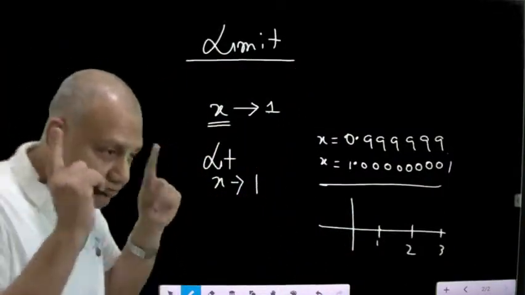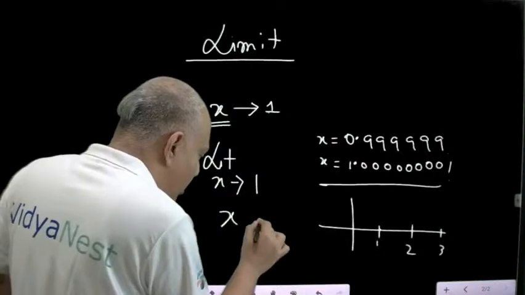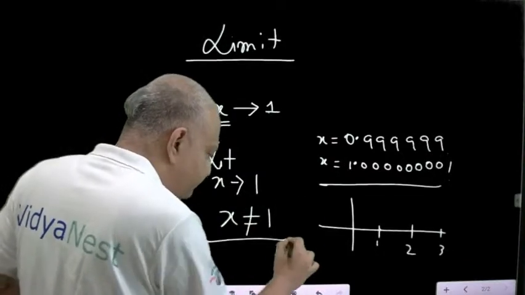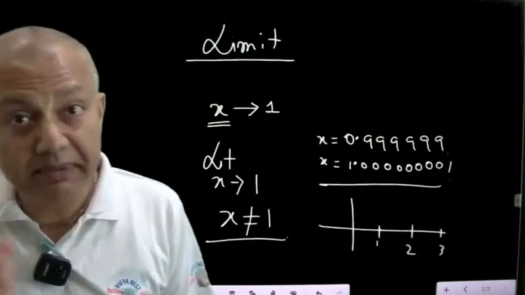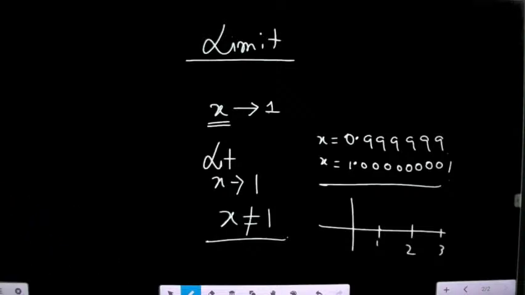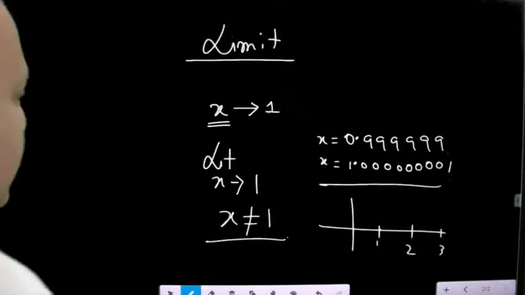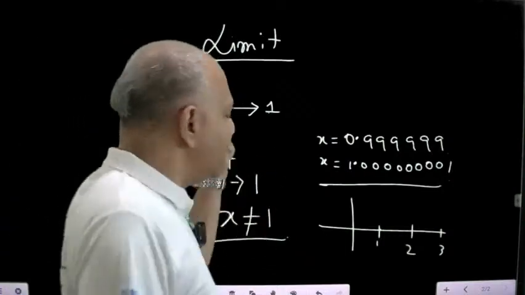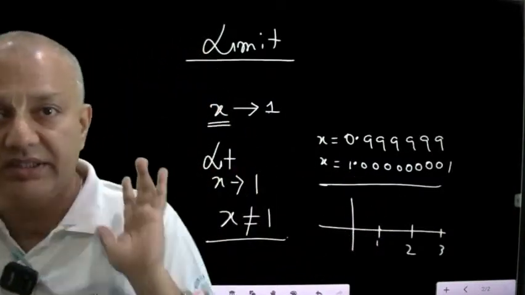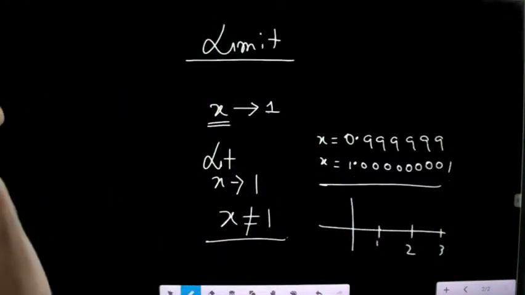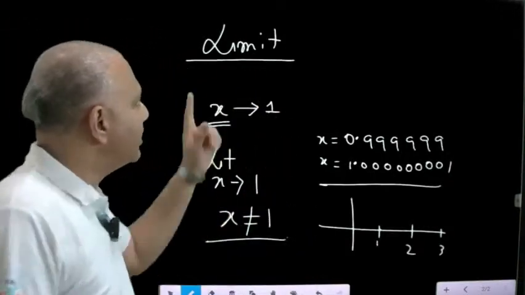But you have to understand that x cannot become equal to 1. This is the main thing. The value of the x becomes extremely nearer to 1, but x cannot become equal to 1. Bas, this is the thing. This is the concept of the limit. Bas, that we have to understand. So what is the concept of the limit?